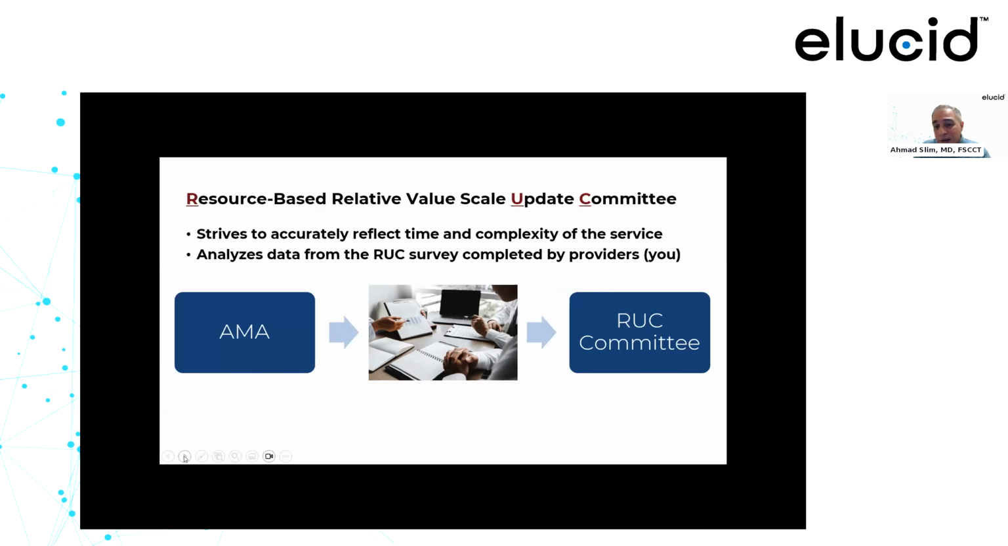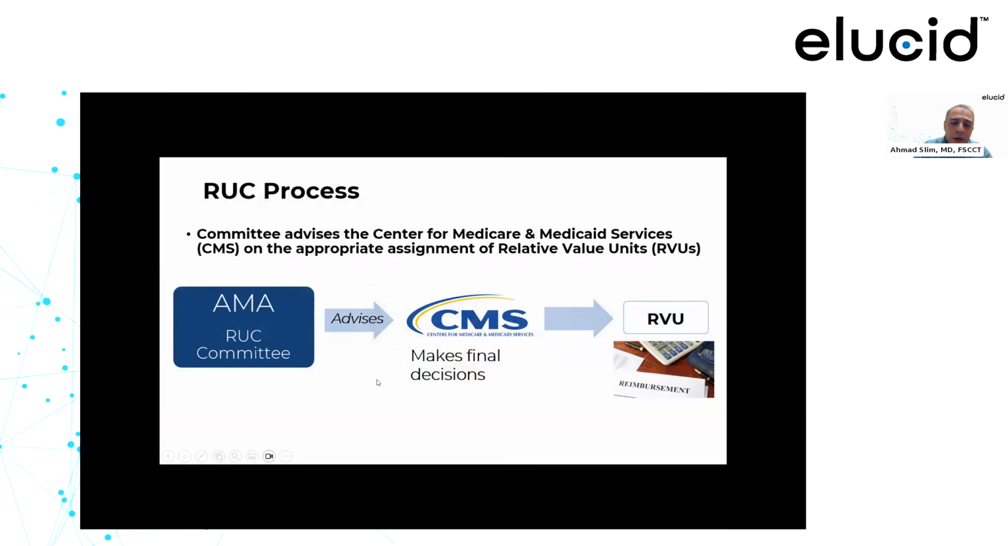Once the survey is done, that survey data is collated and is shared with CMS for reimbursement. AMA RUC committee advises CMS. CMS still makes the final decision. There's hardly a discordance between both. Majority of the time, CMS will go with the RUC committee evaluation, and then based off of that, will assign RVUs, which later is adopted by other payers. So as you can see, every step of the way is managed by the American Medical Association and our own peers.